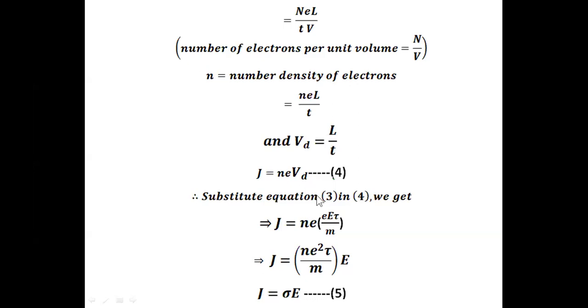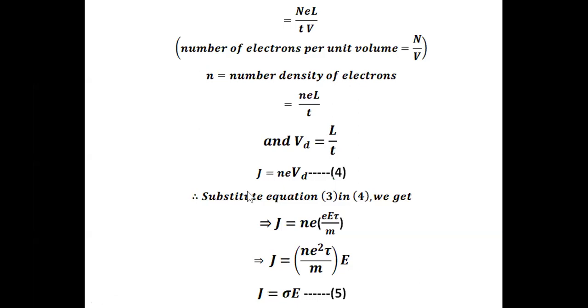v_d is equal to E tau by m. Then substitute v_d equal to E tau by m in equation number 4. What will you get? J is equal to n e square tau by m into E. For a given metal, the value in the brackets, n e square tau by m, is constant, for a given temperature and a given metal.